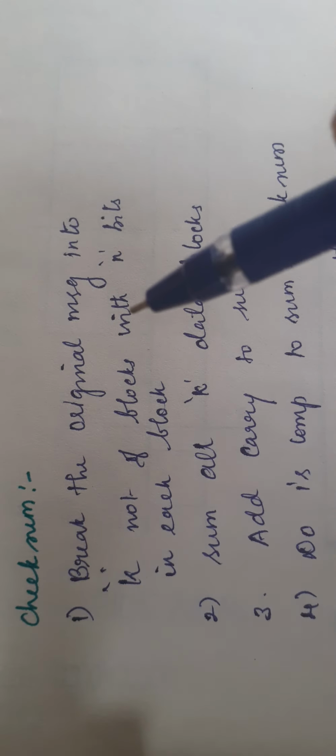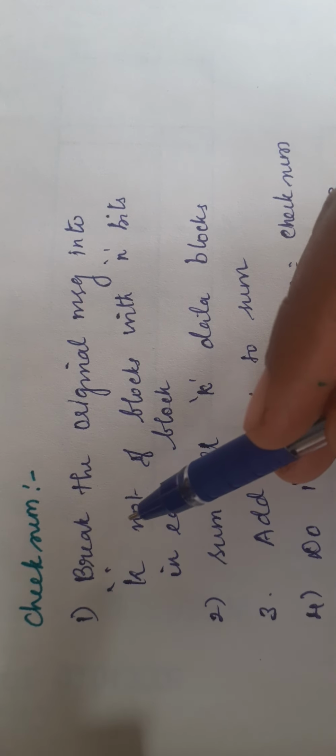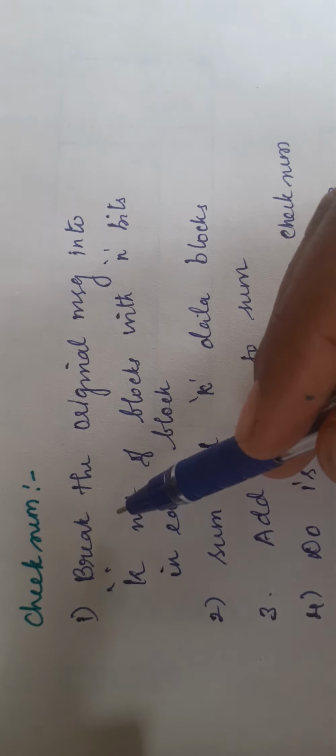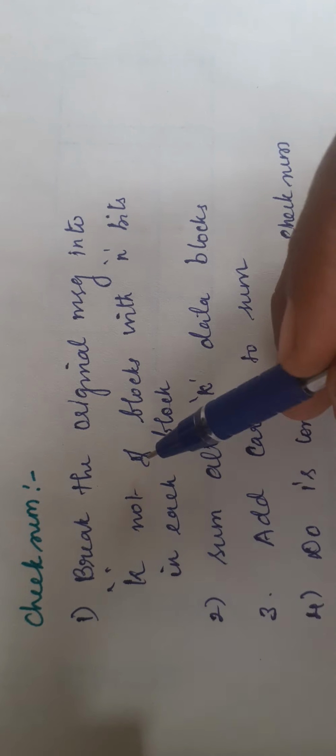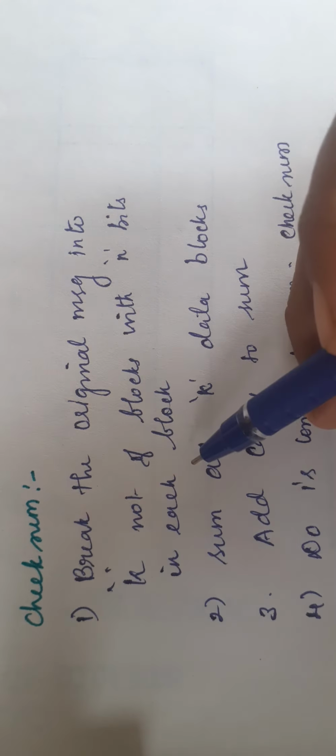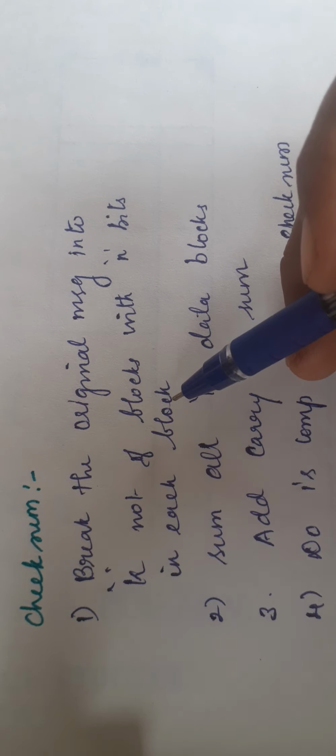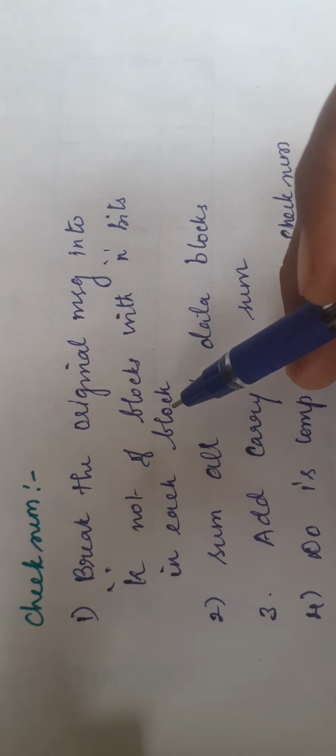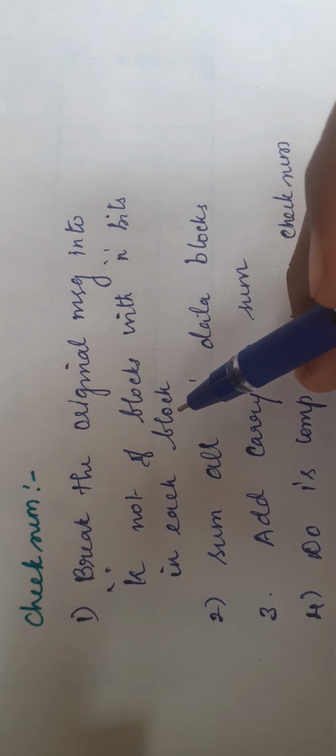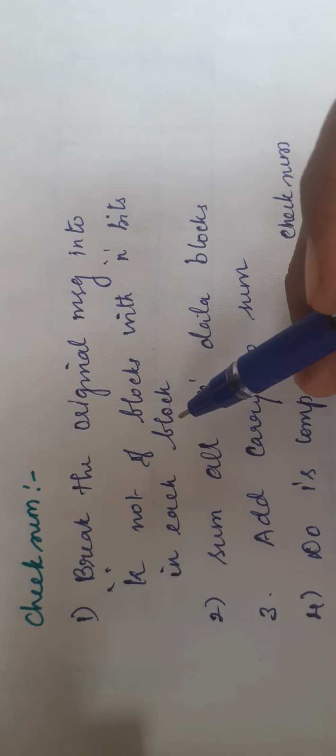In this video we are going to see the problem on the checksum. So checksum, first you have to break the original message into k number of blocks with n number of bits in each block. Okay, your message will be given, you have to break it into k blocks with an equal number of n bits in each block.